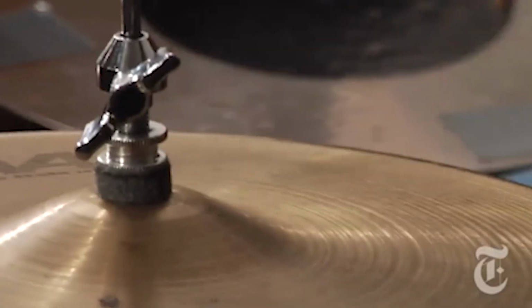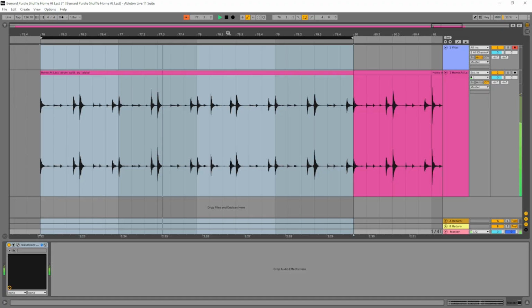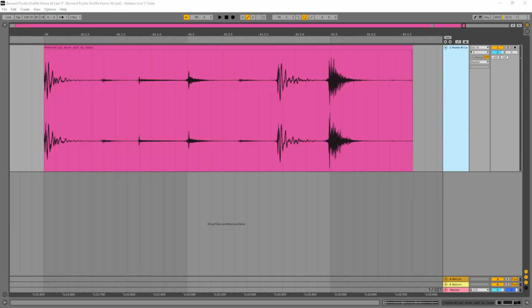Let's take a look at a measure of the Purdy Shuffle that I separated out from Home at Last using Lala AI. If we analyze it, we'll see that he's playing a rhythm close to triplets, but not quite. The triplets are swung. Let's take a look. The first beat here is elongated.